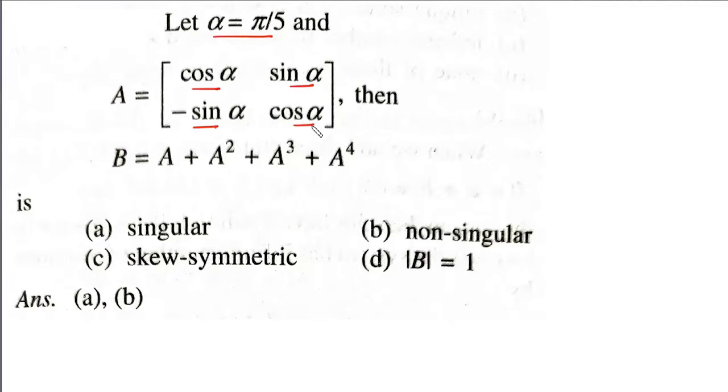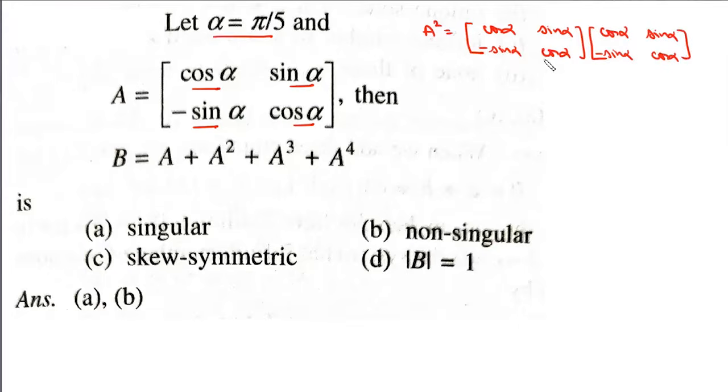Now the question is, if alpha is pi by 5 and A is [cos alpha, sin alpha; minus sin alpha, cos alpha] and B is A plus A square plus A cube plus A4, then B is which of the following? Now, first we'll find A square. Now, A square is [cos alpha, sin alpha; minus sin alpha, cos alpha] into [cos alpha, sin alpha; minus sin alpha, cos alpha].